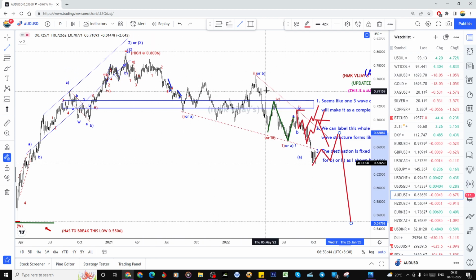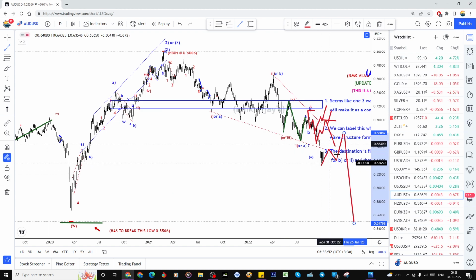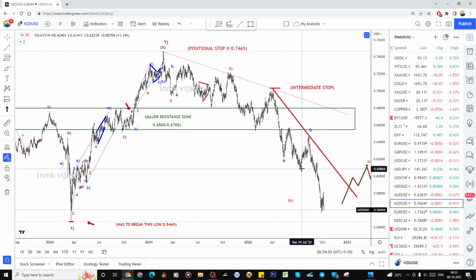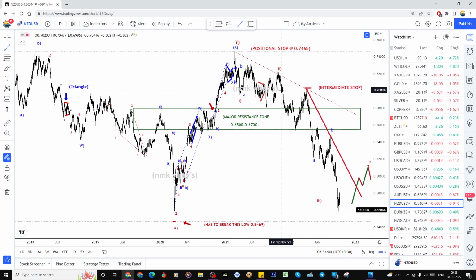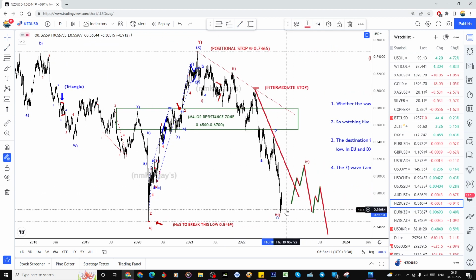So A, B, C, or it's a B, C, it's a W, X. So this could be the A, and again one more B. So anyway, I'm looking only for the three-wave structures to bounce. Once the three-wave structure has got completed, I'm looking to short for the target here. So the New Zealand dollar also same, 1 2. So this is the one, A, B, C is the 3. This is coming according to our analysis. So I'm looking for this bounce.